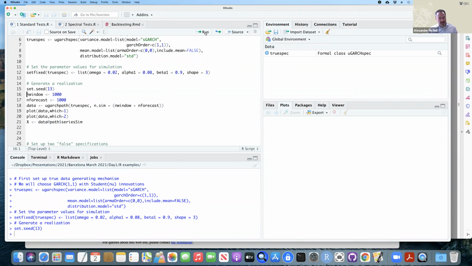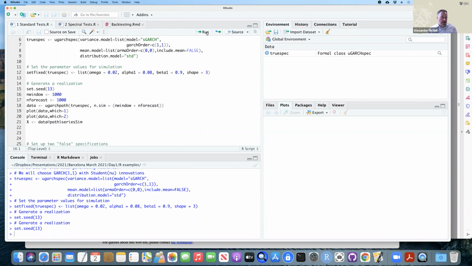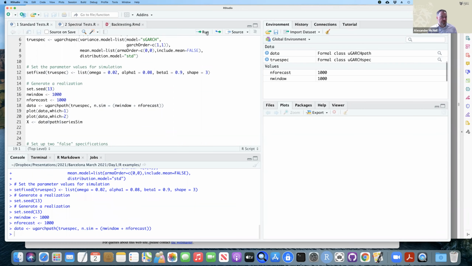This will consist of two parts. It will consist of a window size and a number of forecasts, which I'll explain later. But I take a window size of 1000. I'm going to make 1000 forecasts in the end. And so the total length of the simulation will be the sum of these two, as you see here. So I set a seed just for reproducibility, and I generate data from GARCH.